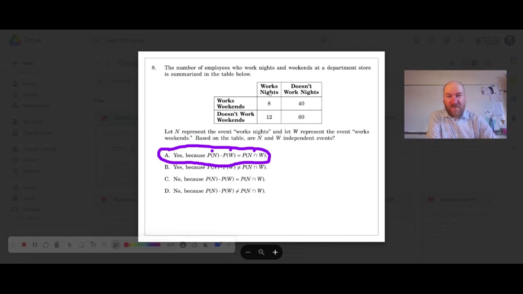What is the probability of someone working nights? How many people work nights? That's this column. 20 people work nights, right? 8 plus 12, both the 8 and the 12 people work nights. So 20 people out of, if I add up all these numbers, 120. So 20 out of 120 people work nights. And now let's find the probability of people working weekends. That's this row. That's 48 out of the 120 people.